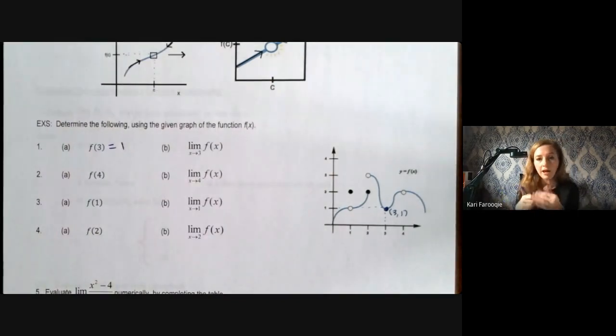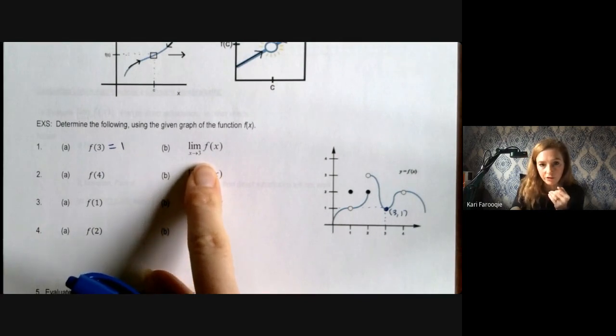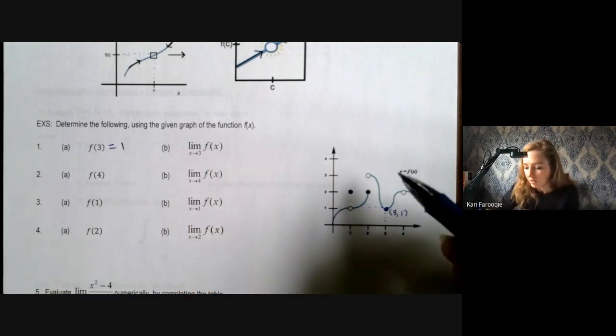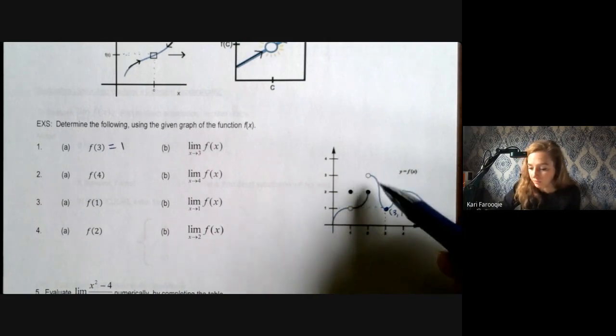Now, when we're asking a different question, which would be, what is the limit of the function as x approaches 3? We're not necessarily asking for what the value of y is. We're looking at what value y approaches as x approaches 3 from both sides. So if I'm going to approach 3, let's say maybe from the left, we'll start from the left.